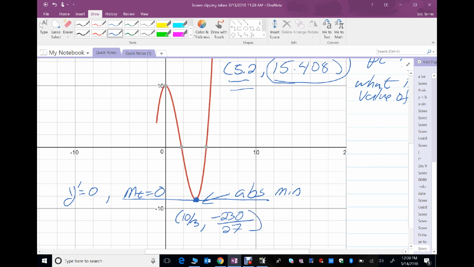So again, the absolute minimum value of the function is negative 230 over 27. That's one thing. The location of the absolute minimum is at the point 10/3, comma, negative 230 over 27. The absolute minimum value of the function happens when x is 10/3. So these are different things I can say, which means those can be different answers to different questions. Careful with that.